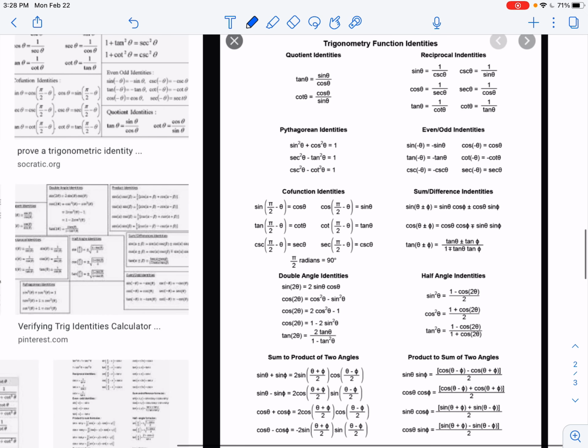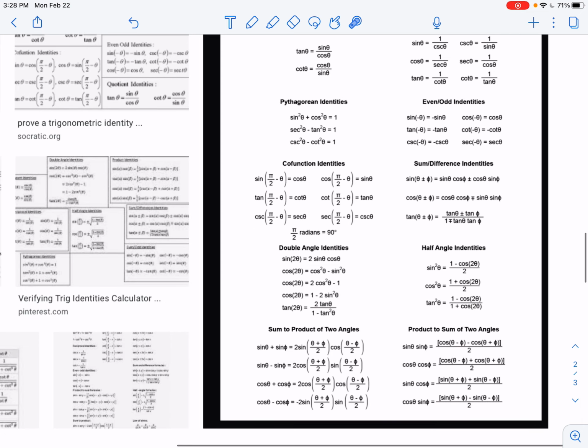So on this, the quotient identities, I expect you to be experts at. The Pythagorean identities, I expect you to be experts at. I will give you the formulas for the sum and difference, and I would give you the formulas for the double angles. In the past, we have taught half-angle identities to PreCal. I don't know that we will this year because of COVID. We have used these in HL, but they're a little bit beyond the scope of what we've done.